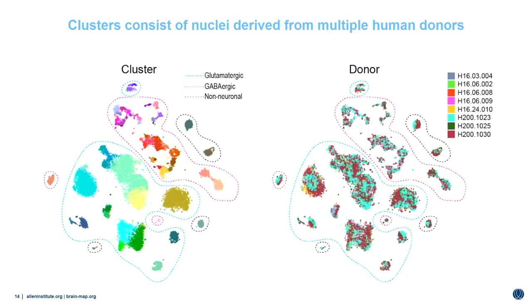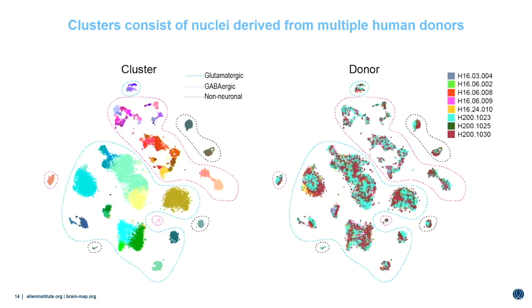And here I'm showing a t-SNE plot that gives you an overview of all of these different types. And what you can see from this plot is that the types break up into the major groups that you would expect of cell types in cortex. So you see GABAergic interneurons separating from excitatory glutamatergic neurons and non-neuronal cells.